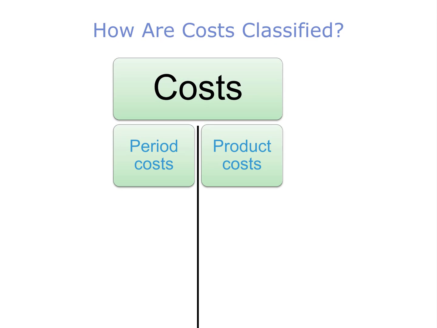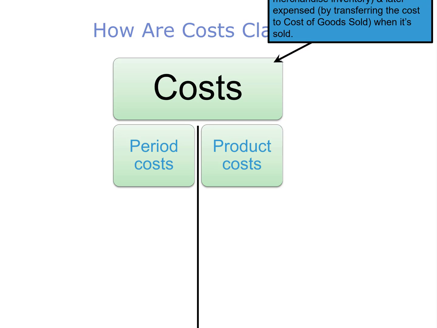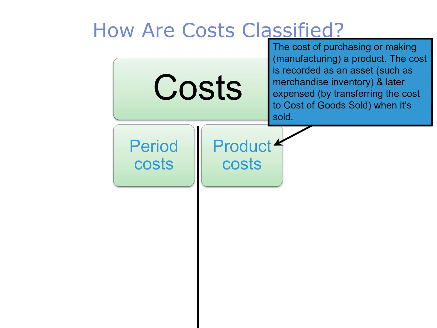Now we're going to talk about classifying costs. All costs are either period costs or product costs. First, we'll talk about product costs. A product cost is the cost of purchasing or making a product. The cost is recorded as an asset, such as merchandise inventory. Later, when the product is sold, it's expensed by transferring the cost to cost of goods sold.